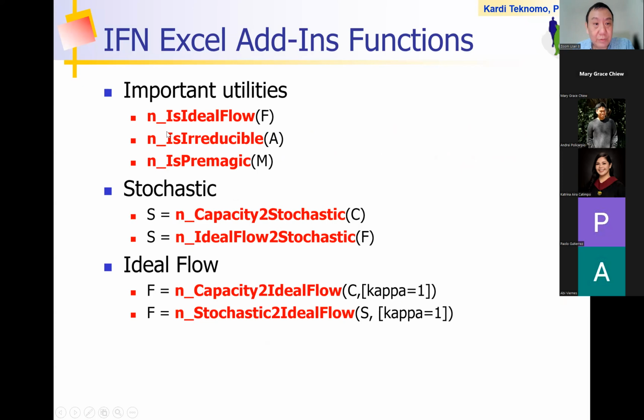Now, these are several Excel add-in functions. When you type equal and underscore, it will give you the menu. These are the important functions that you probably want to use. You can check whether they are ideal flow or not, whether they are strongly connected or not, which is irreducible, and whether they are premagic or not. Later we will see that the most ideal one is actually premagic capacity. If you want to get the stochastic matrix, you can get it from the capacity matrix or from the flow matrix. Then you can also get the ideal flow from the capacity or from the stochastic matrix. If you don't put anything, that means kappa, the total flow, is 1.